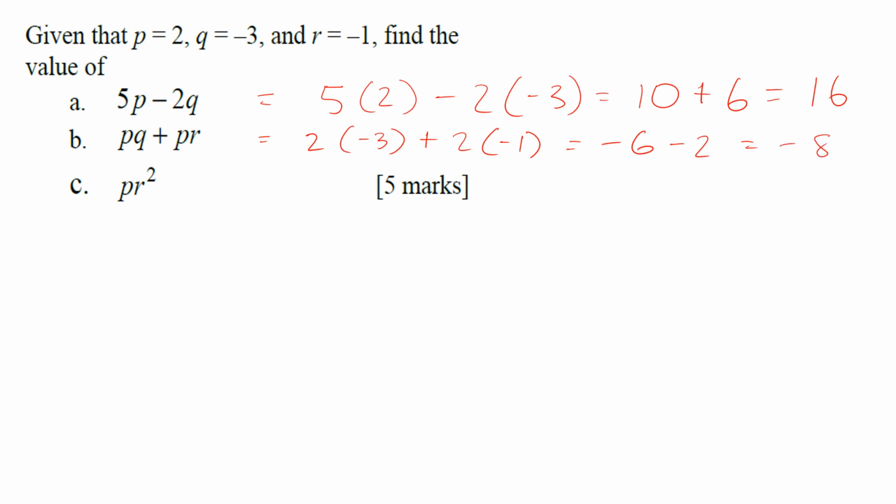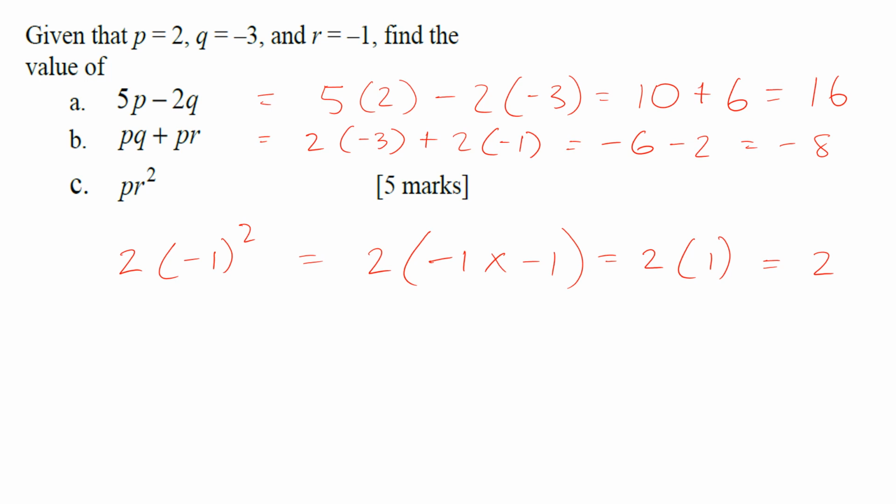Let's look at the final one in this section, which is P times R squared. P is 2, and then R is negative 1. And then we're going to square that. Now this simply means 2 on the outside. Then inside the bracket we have negative 1. We're going to square that, right? Which is negative 1 times negative 1, which is positive 1. So that would be 2 times positive 1, which is equal to 2. So the answer to the first one is 16. The answer to the second one is negative 8. And the answer to the third one, which is C, is equal to 2.